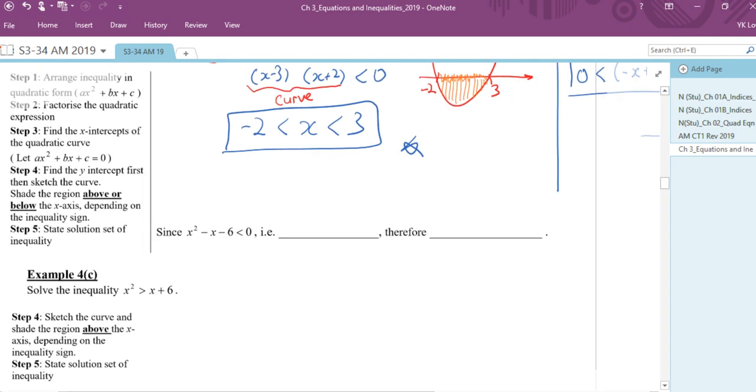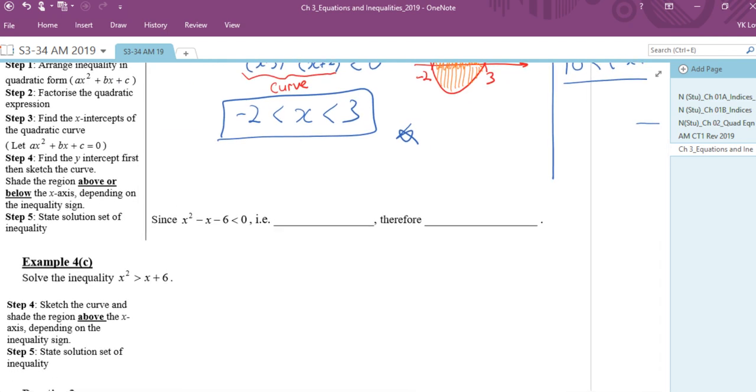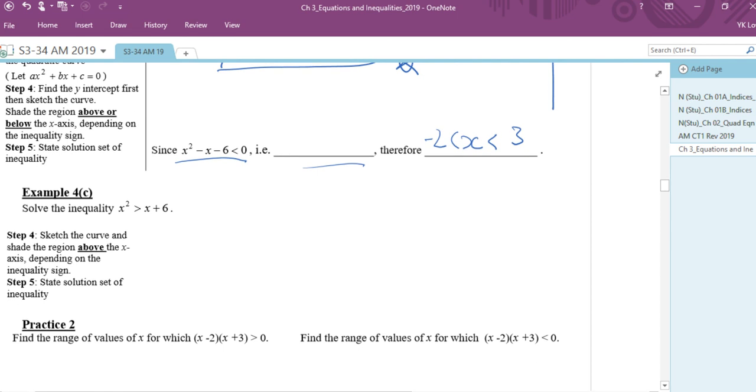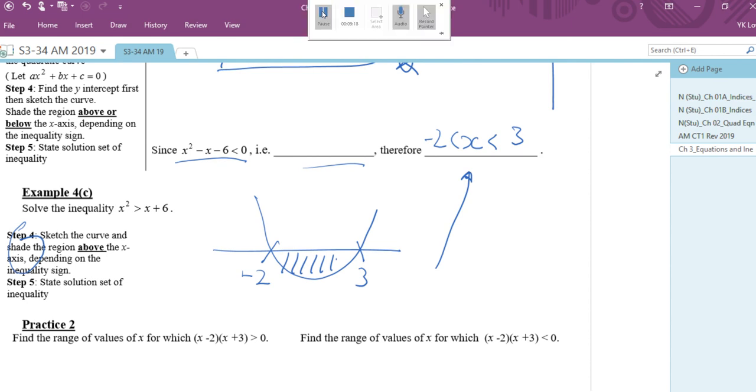What is this answer? Since this is this, therefore this is this. Can you write down the answer? I don't know what's right here. Never mind, blank. Oh, the sketch is here. Can you sketch the curve here? Then this is the answer. Can I pause the video now and you try practice?